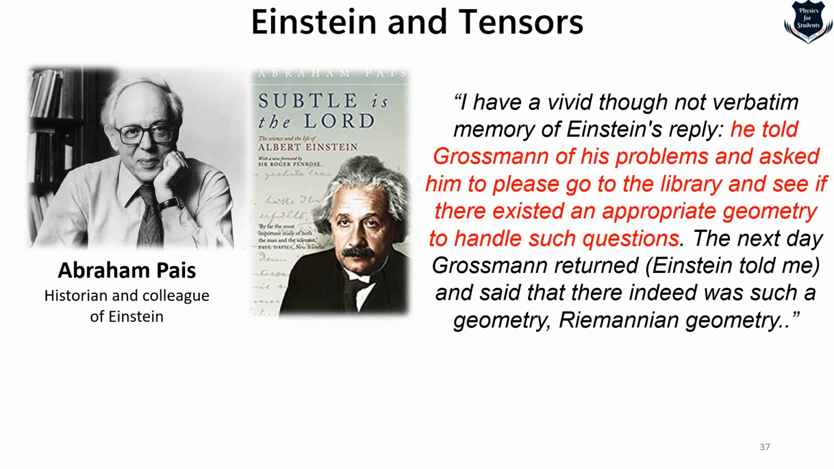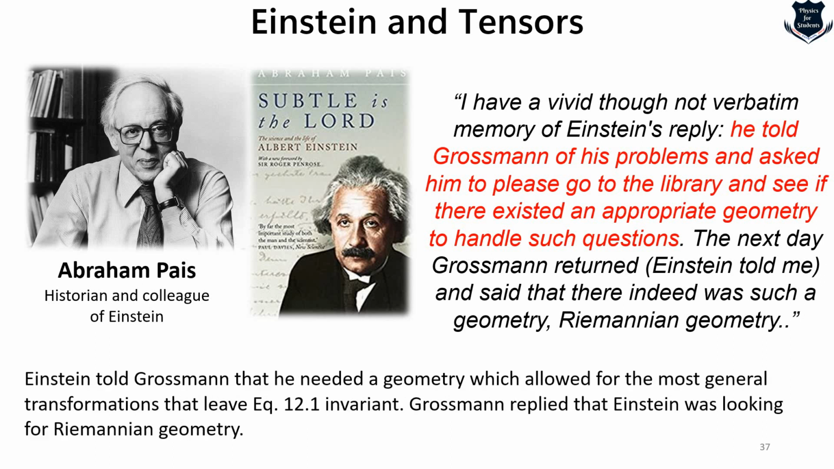He told Grossman of his problems and asked him to please go to the library and see if there existed an appropriate geometry to handle such questions. And you know what happened? The next day, Grossman returned and said that there indeed was such a geometry, which is called Riemannian geometry. And we would soon see that it was Grossman who was saying that he himself, I mean to say Marcel Grossman, was not at all very confident about this complicated mathematics.